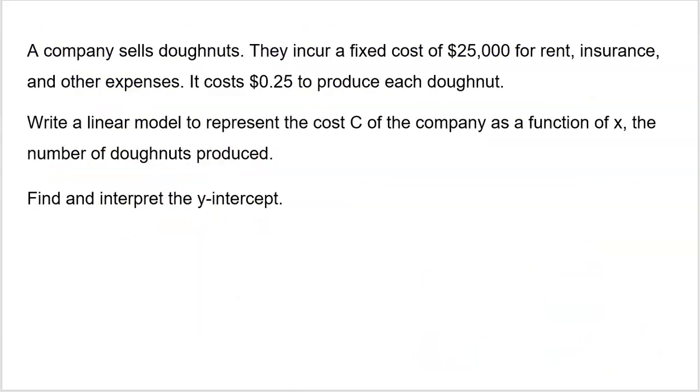A company sells donuts. They incur a fixed cost of $25,000 for rent, insurance, and other expenses. And then it also costs them 25 cents to produce each donut. Write a linear model to represent the cost of the company as a function of x, the number of donuts produced. So we're trying to find an equation for the cost.